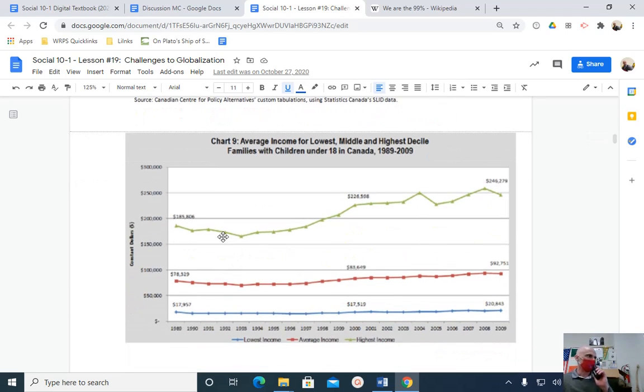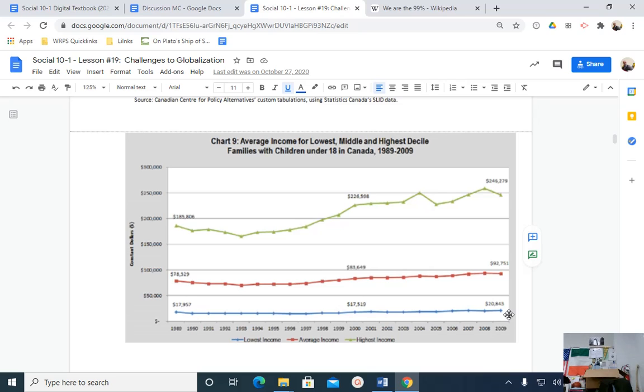Here we see a chart that shows economic trends from 1989 to 2009, and you can see there's a fair level progression down here with the lowest income. Average income is here, and this is the highest income. So the highest income went from 185,806 to 246,279, fairly significant growth. The lowest income went from 17,900 to 28,000. Now what we're seeing in this chart is that the economy has benefited the highest income earners disproportionately more than the lowest income earners.